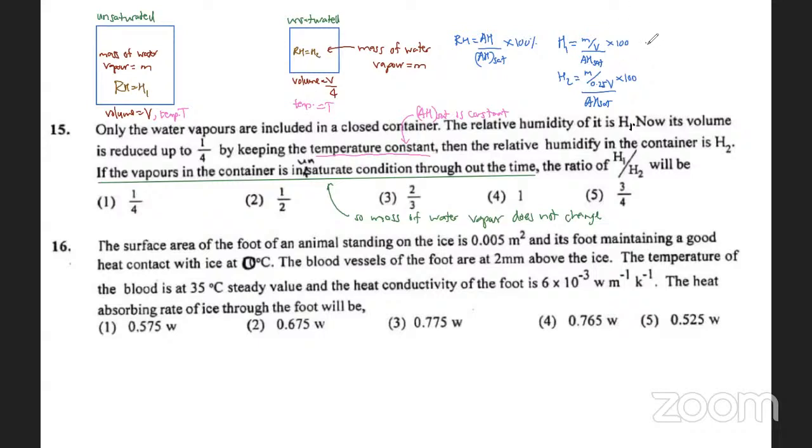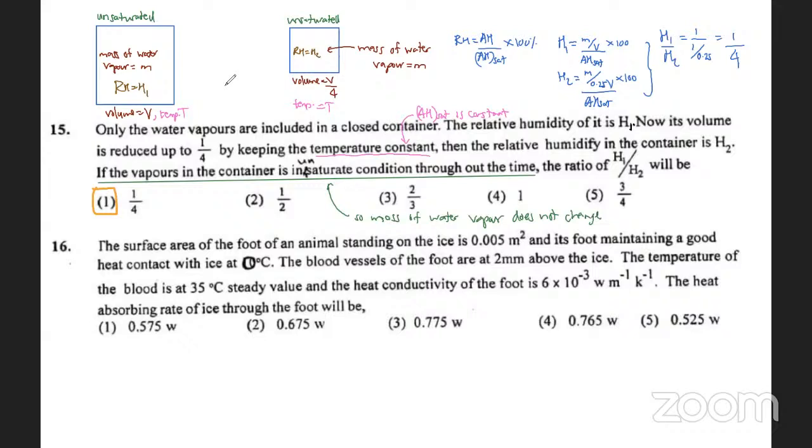Fine. Then when you divide them, H1 over H2, what will happen? 100 and 100 will get cancelled out. Absolute humidity of saturated vapor cancels out. M over V gets cancelled out. I'm getting 1 over 1 by 0.25. Answer is 1 by 4. Simple. In other words, when you reduce the volume by 4, absolute humidity will increase by 4. If absolute humidity increases by 4, relative humidity will also increase by 4. So the answer is definitely the first one.